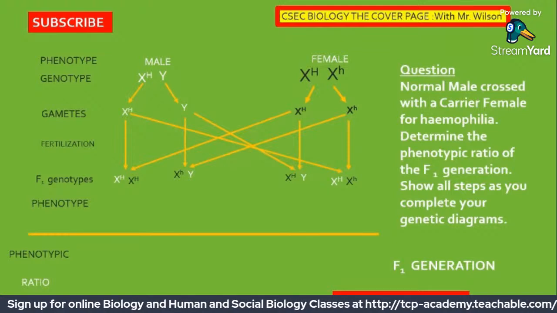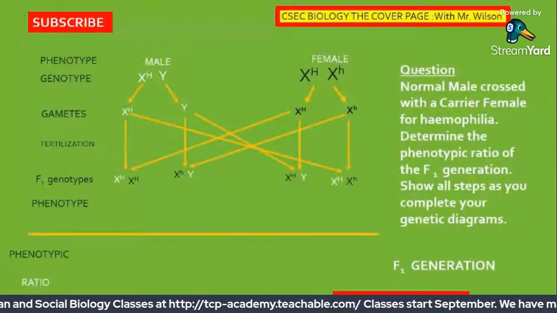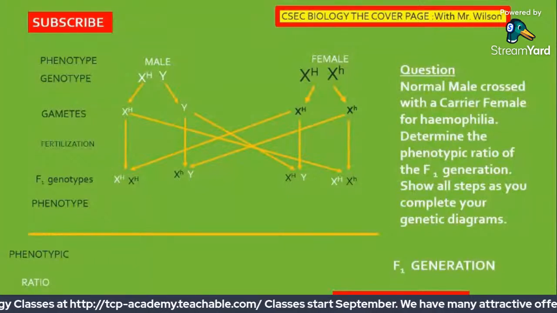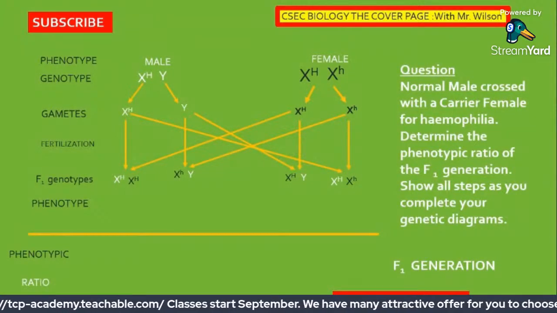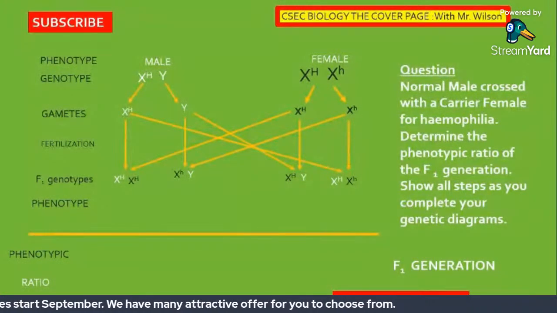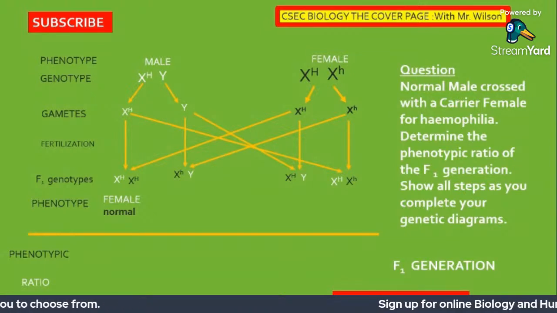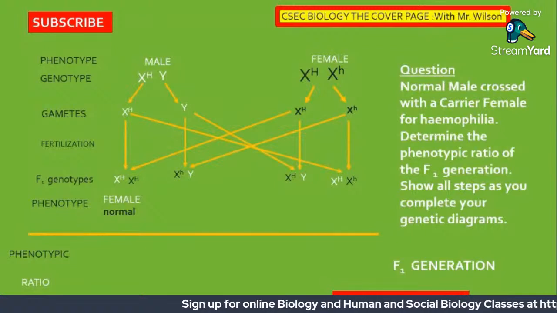Then now we need to identify what these offspring are. Are they affected? Are they male? Are they female? That type of thing we need to identify. So let's look at the phenotype. So here we go. The phenotype for the first individual is a female normal, which means that she is normal for blood clotting. Her blood will clot perfectly well.